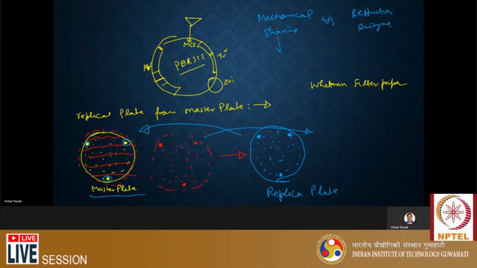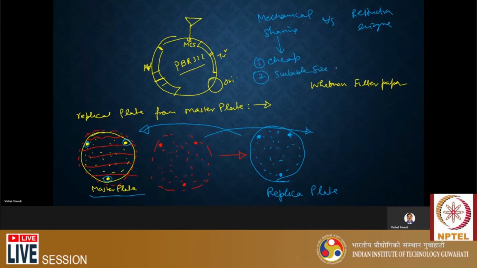First of all, mechanical shearing is going to be cheap, right? It does not require the enzyme, right? Number two, the mechanical shearing can give you the suitable size fragment, right?